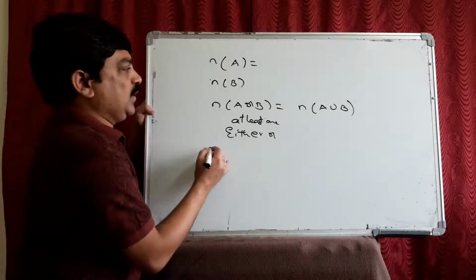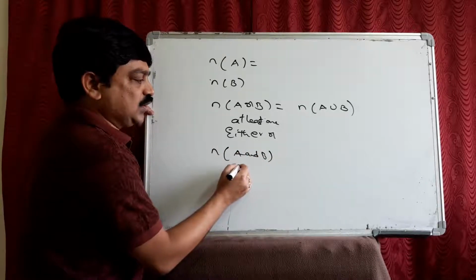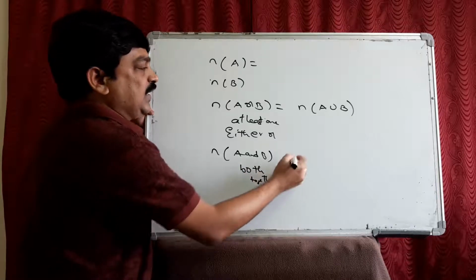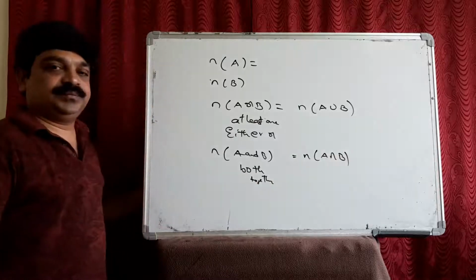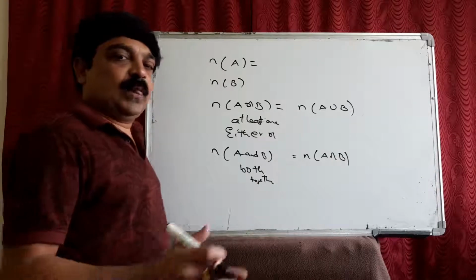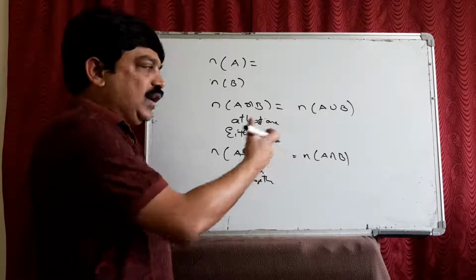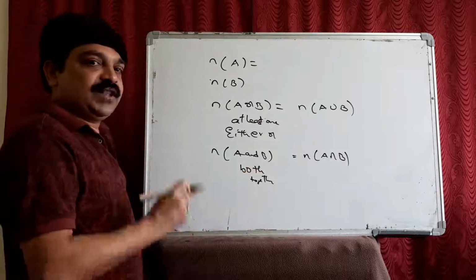N of A and B, suppose both together, something like that. If it is given, it is taken as n of A intersection B. So all together or common among the two, if it is given something like that, we have to write n of A intersection B, and these things are related with a formula.